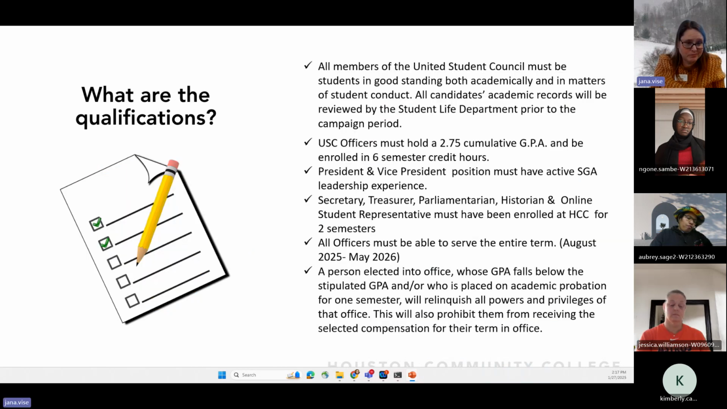Qualifications are the same. For president and vice president, you have to have previous student government experience. The rest of them, you do not have to have been on student government before. You still have to have a 2.75 and be enrolled in 6 semester credit hours. And you have to be able to serve August 2025 to May 2026.